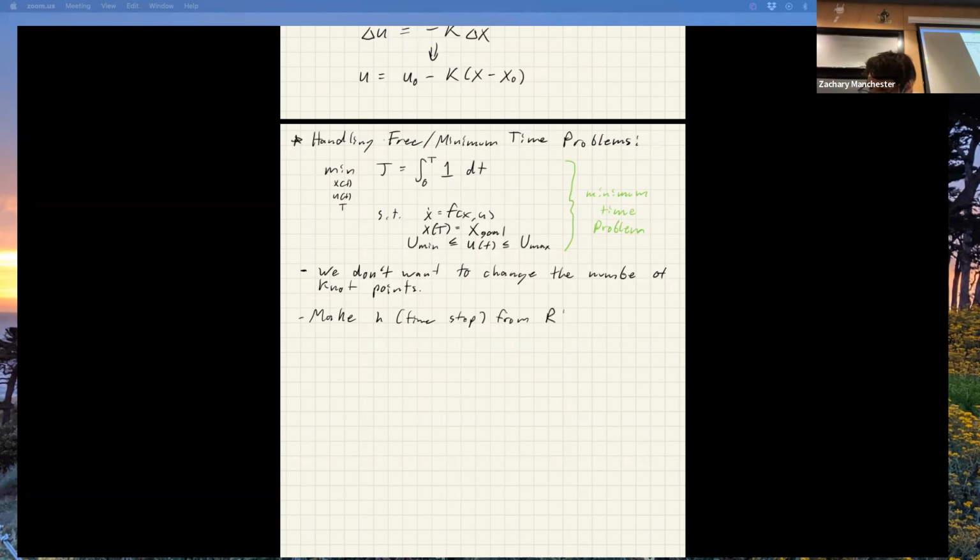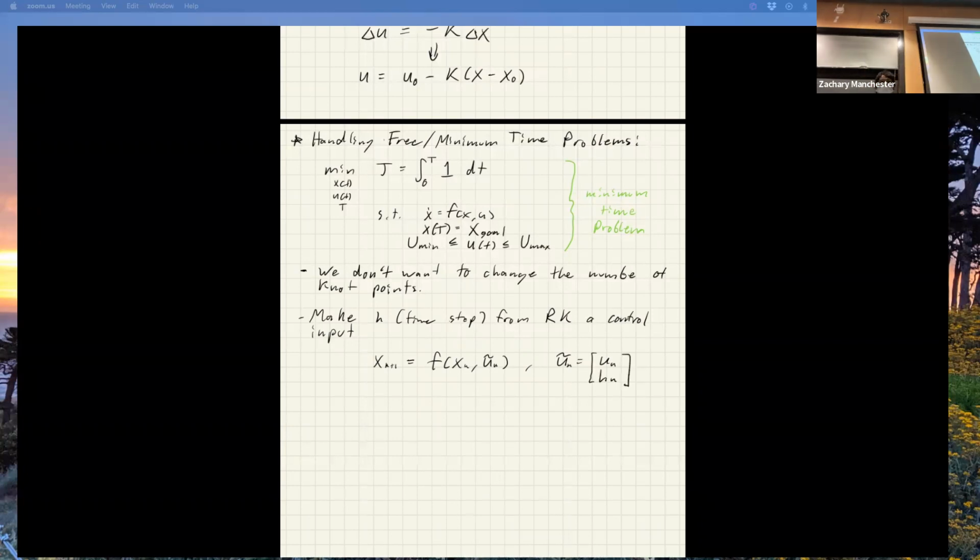So basically the H in your RK method becomes a control input. So you end up with something that looks like xk plus 1 equals f of xk and, I guess, u tilde sub k, where this u tilde is the original u sub k and then the h at that time step.